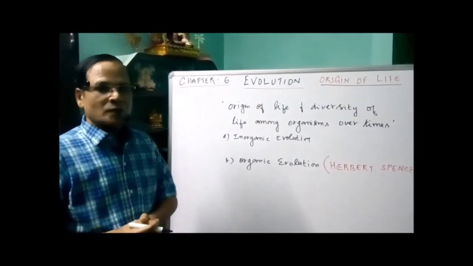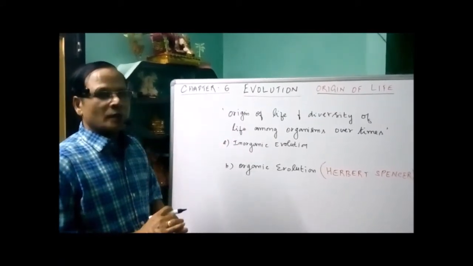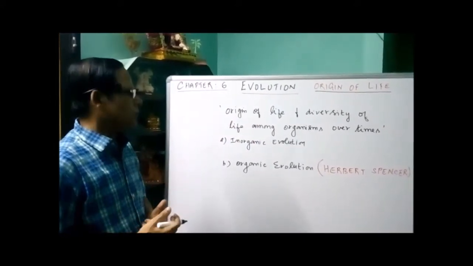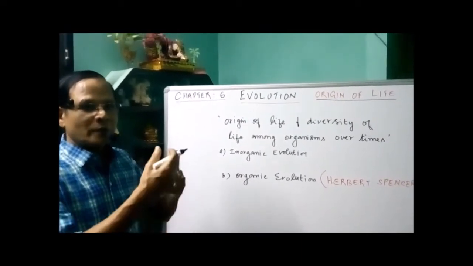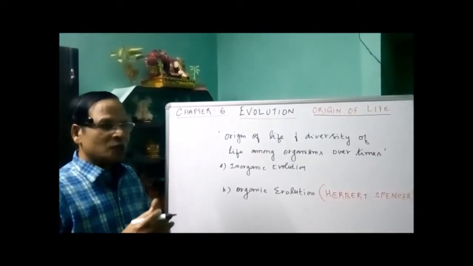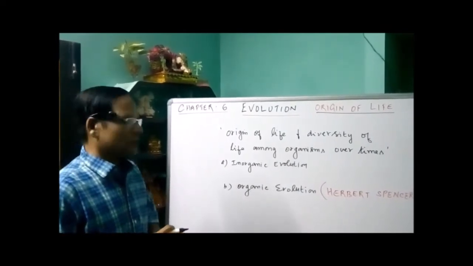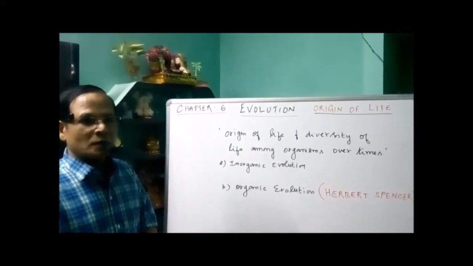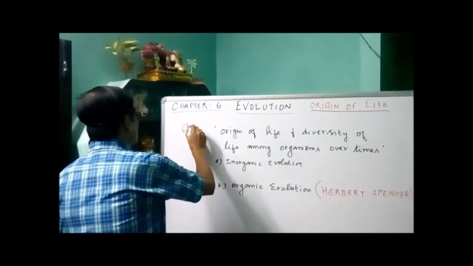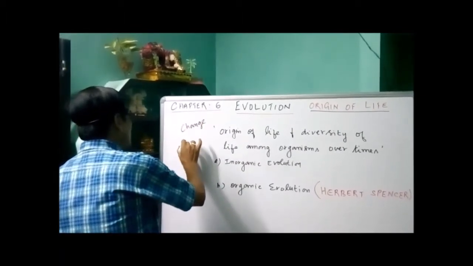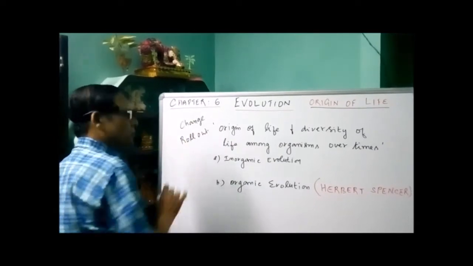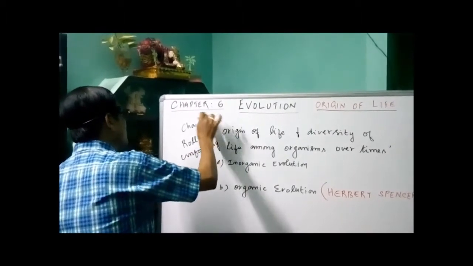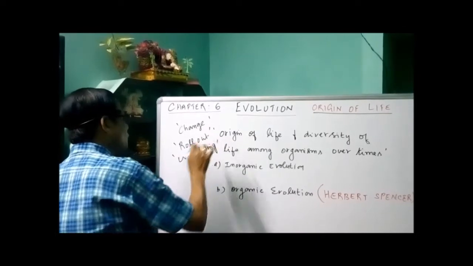Now we have evolution. This is nothing but the origin of life and a diversity of life among organisms over time. In course of time, new organisms have evolved from the parental generations. That means we can say change in the descendants. This is one aspect. Now we have different words used to describe evolution. It may be described as a change, or roll out, or unfolding. A single word referring to evolution: a change or roll out or unfolding.